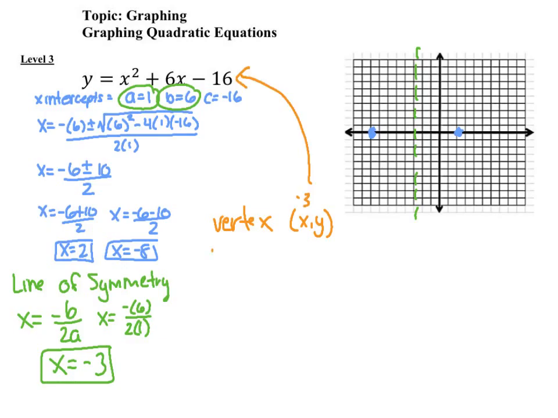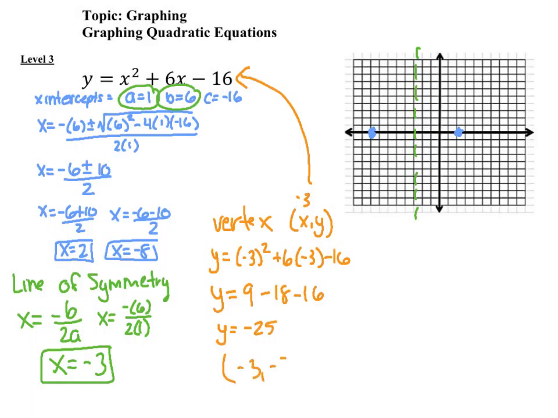So I'm going to have y equals negative 3 squared plus 6 times negative 3 minus 16. So I get y equals negative 3 squared is 9, 6 times negative 3 is negative 18, minus 16. So now, when I do the math, I get y equals negative 25. So to graph that, my vertex is negative 3, comma, negative 25.